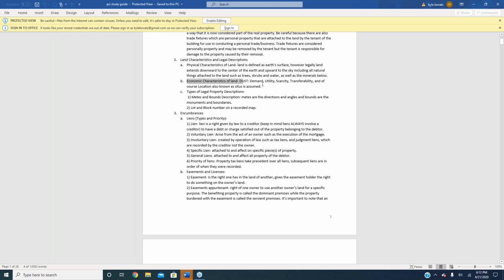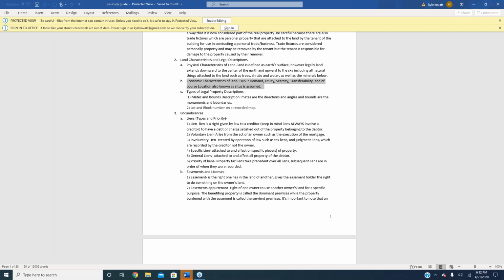Next here, 2B, economic characteristics here. So DUST, this acronym: demand, utility, scarcity, transferability. So in regards to this, property has to have all facets of all four of these to really hold any value. There's got to be demand for it. Utility means it's got to be useful. Demand and scarcity go hand in hand, supply and demand. And transferability, is it capable of being transferred? If it's not capable of being transferred, then it would hold no value.